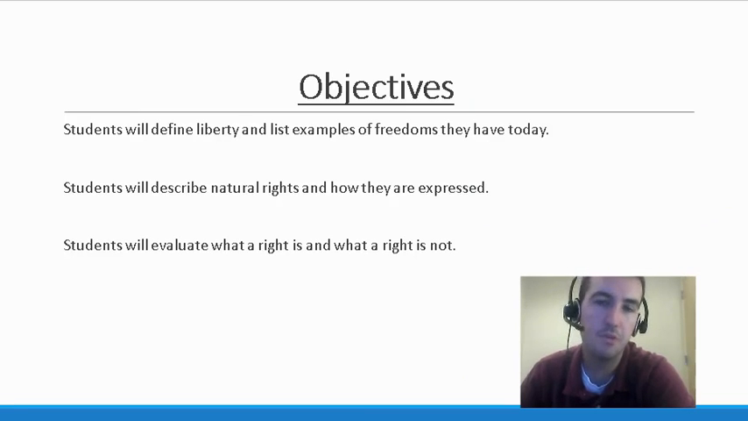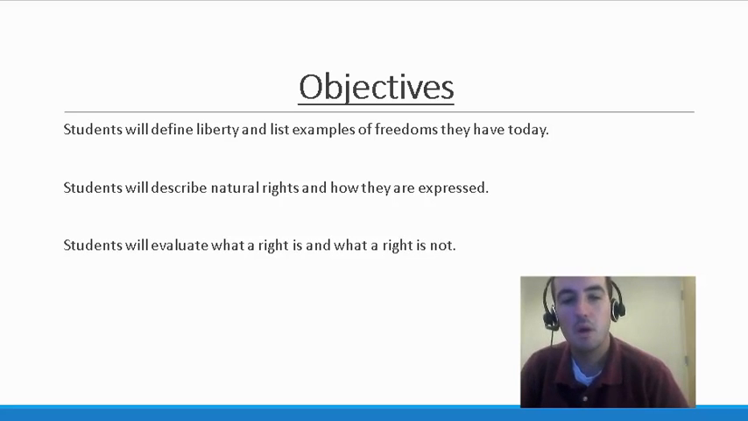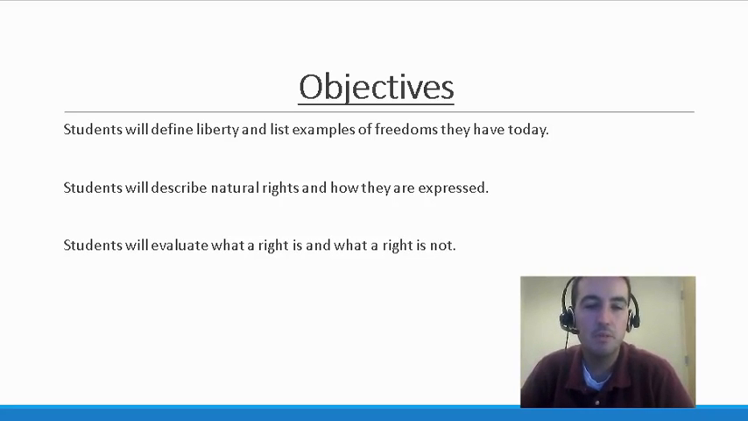So objectives are the things you'll be able to do by the end of this lesson. You'll be able to define liberty, or say what it is, and give examples of freedoms that we have today. You'll be able to describe natural rights and how they're expressed. That means rights that we're all born with. So natural rights are things you have when you were born.